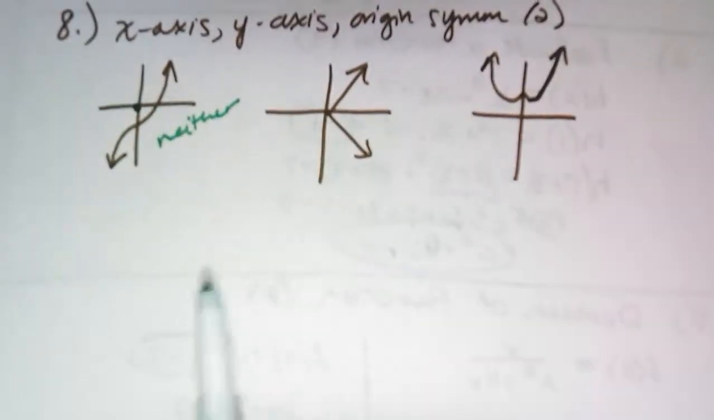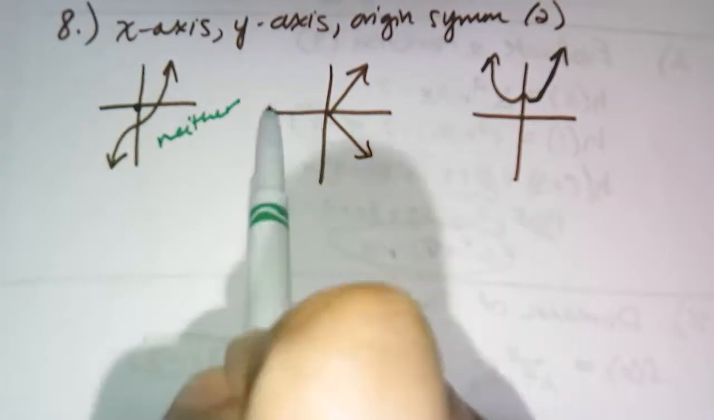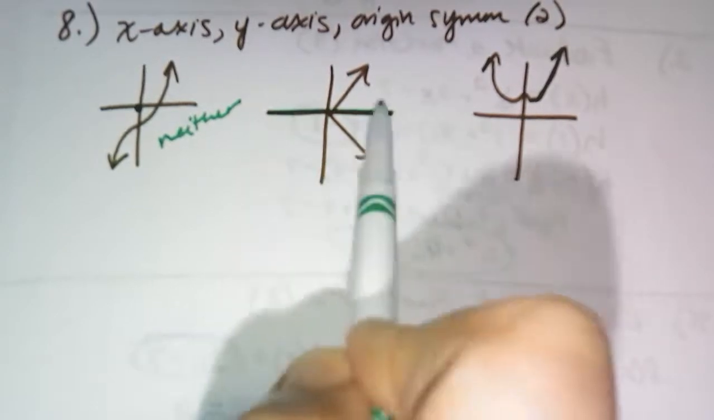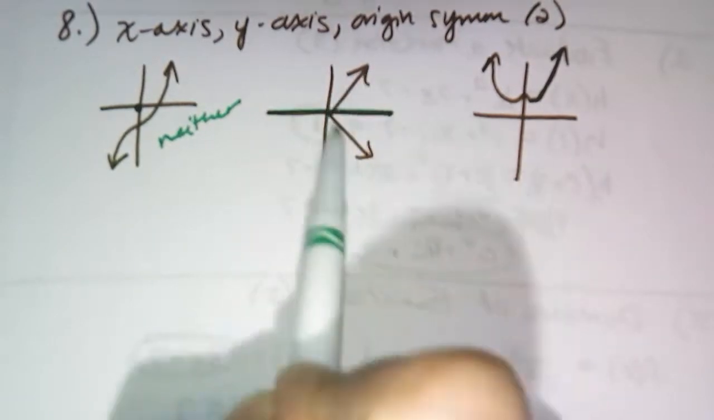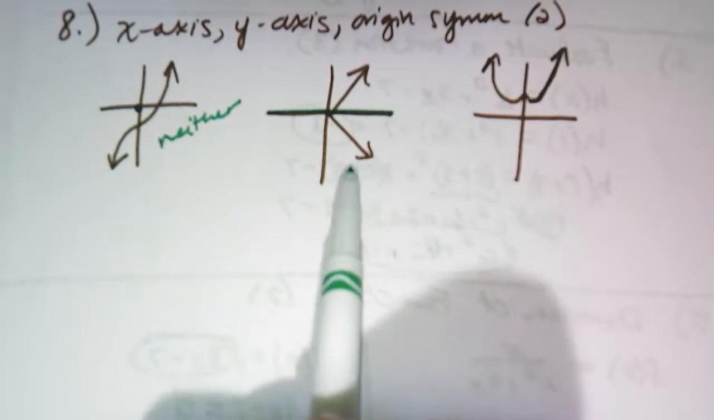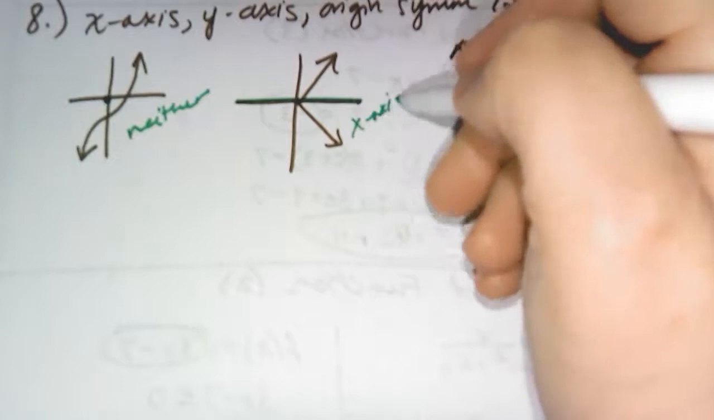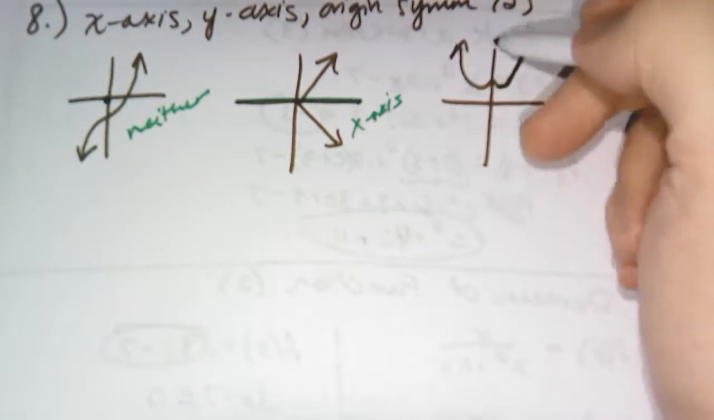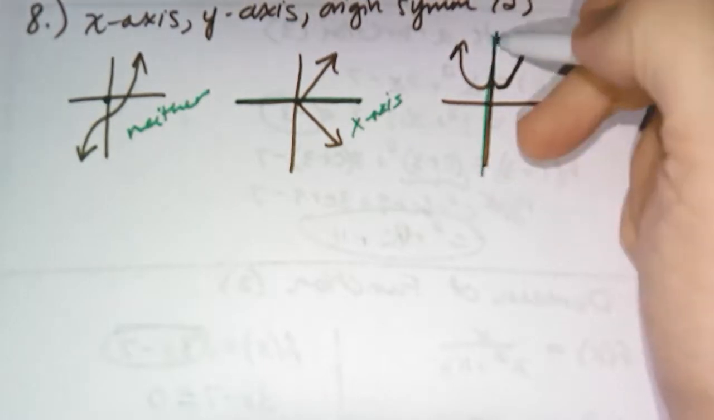What symmetry is this one? It's the x-axis. Again, if you fold it right here, this would be a mirror image of this one. And then this one, x-axis. This one right here, I'm sorry, it's not perfect, but I intended it to be y-axis.